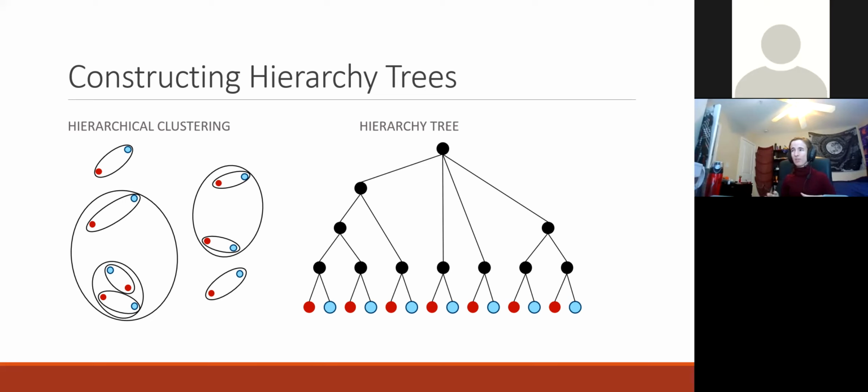Another important thing to note about the hierarchy tree is that another name for it is a dendrogram. And one common use of a dendrogram that is easy to conceptualize is the phylogenetic tree. So the evolution of species is represented with a hierarchical clustering tree. Okay, so that's what a hierarchy tree looks like.